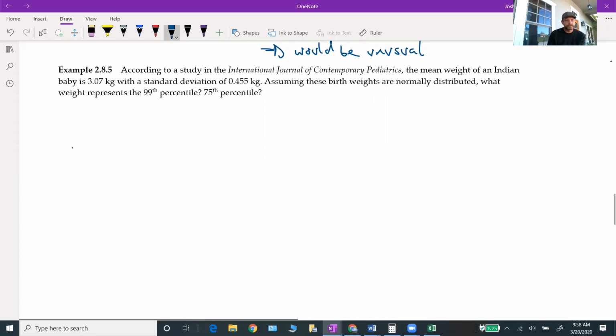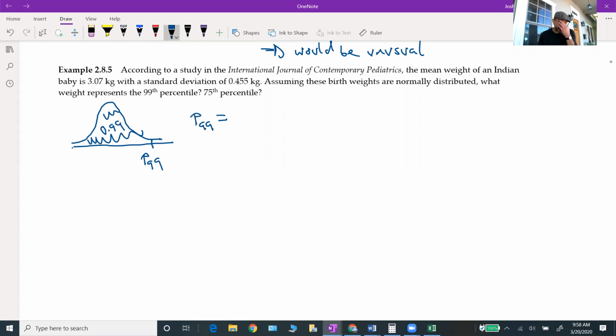Okay, so 99th percentile. We've got P99. This area is 0.99. How do we find data values or values along our x-axis from a given area? That's right, we use norm inverse. And so we're going to give it the probability of the area, cumulative area, 0.99. We're going to feed Excel the mean, and we're going to feed Excel the standard deviation. Okay?